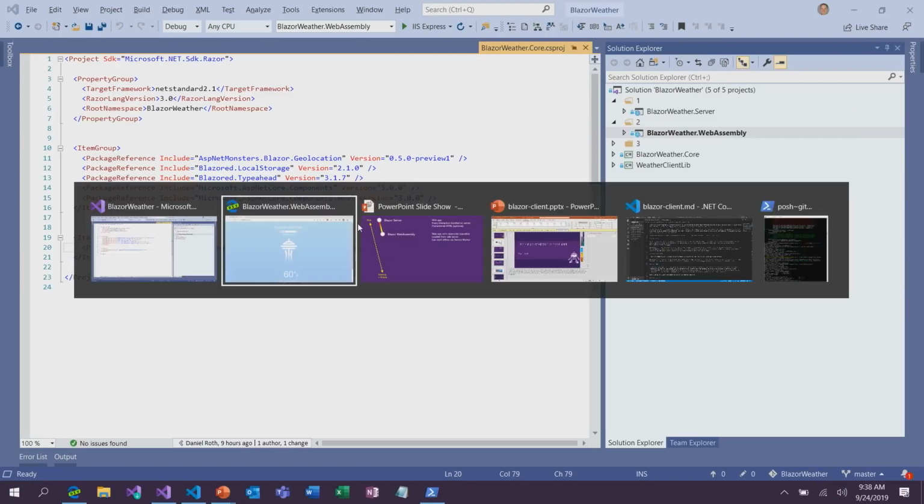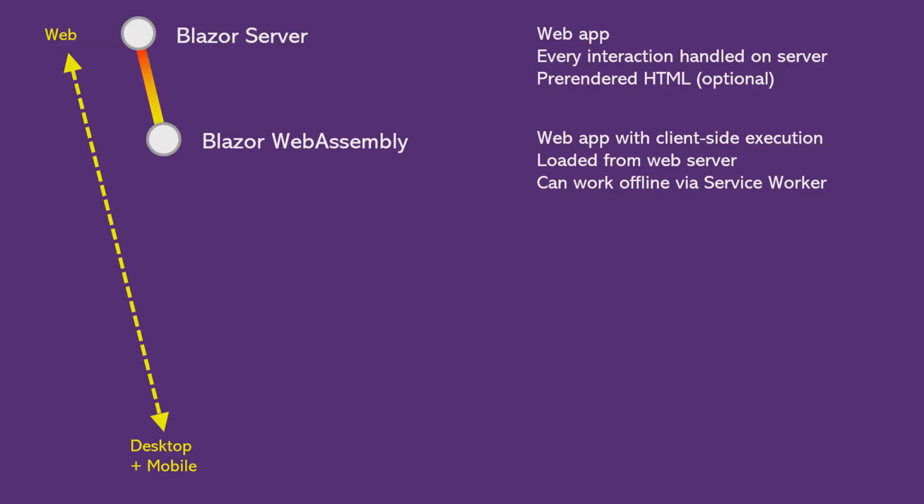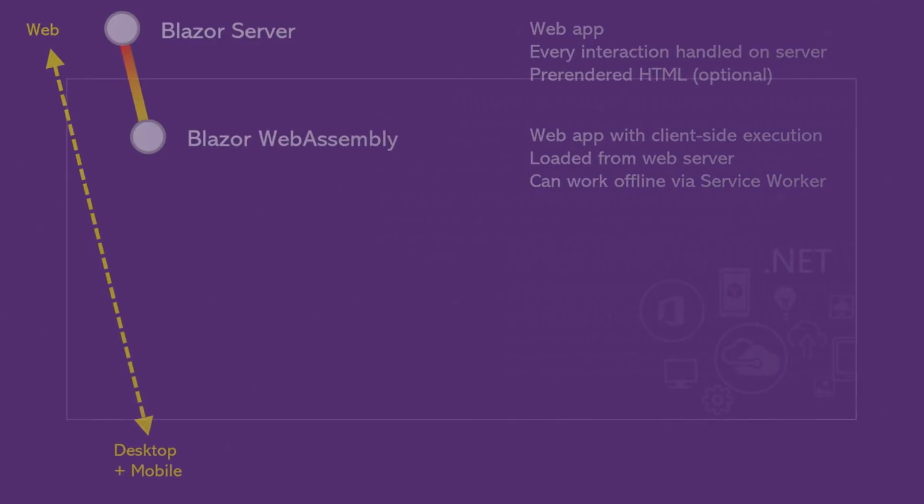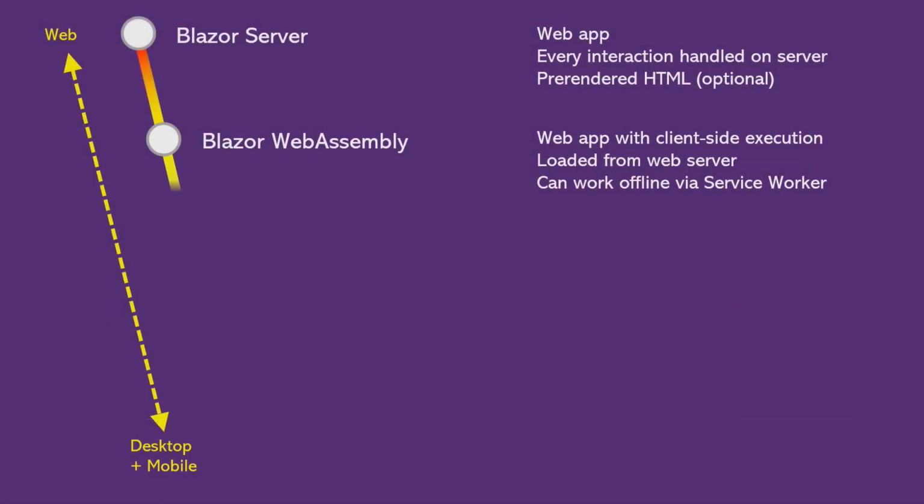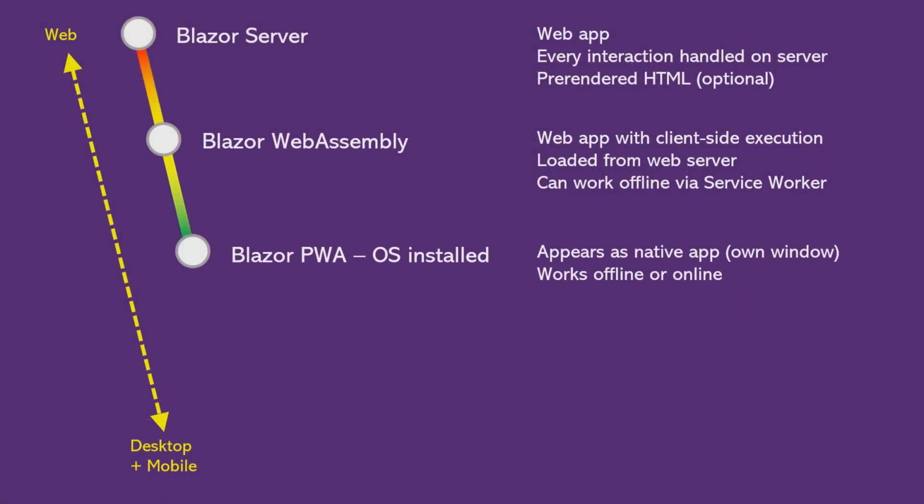All right. So that's Blazor WebAssembly. Now, we can use some of the more modern web standards in our Blazor WebAssembly app to make it even more native-like. And apps like this are typically called progressive web apps, or PWAs.